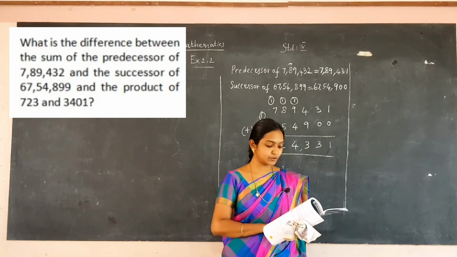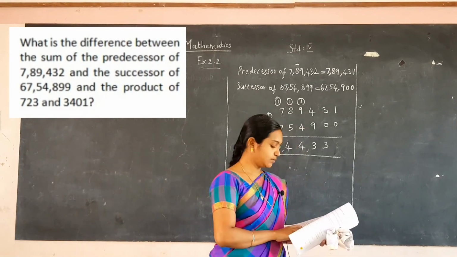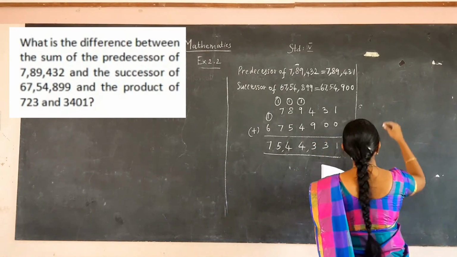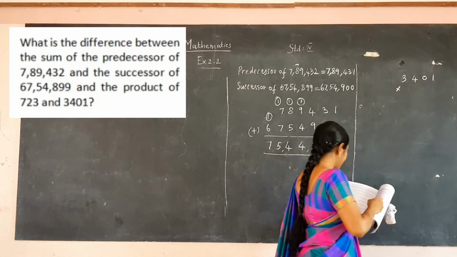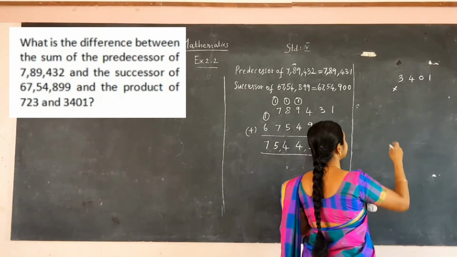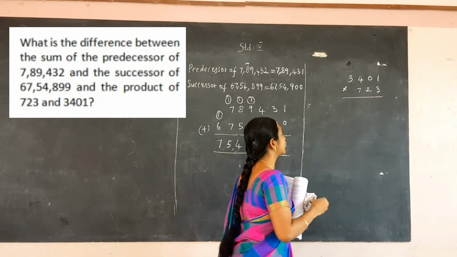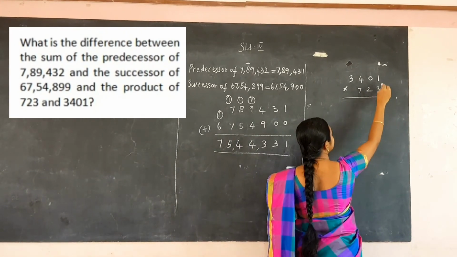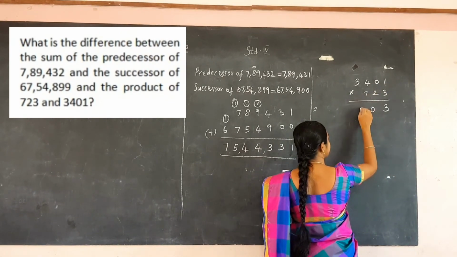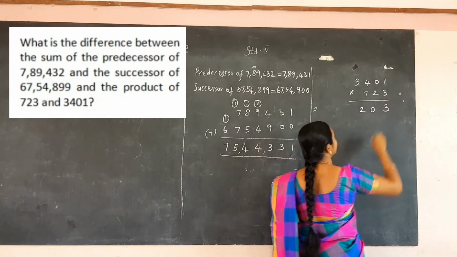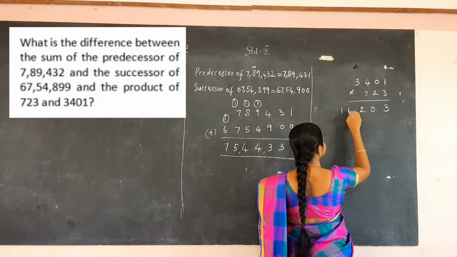Next we have to find the product of 723 and 3401. So write the big number first, that is 3401. The number should be multiplied by 723. Three into 1 will be 3, 3 into 0 will be 0, 4 3s are 12. So put 2 here and keep 1 as remaining. 3 into 3 will be 9, 9 plus 1 will be 10.